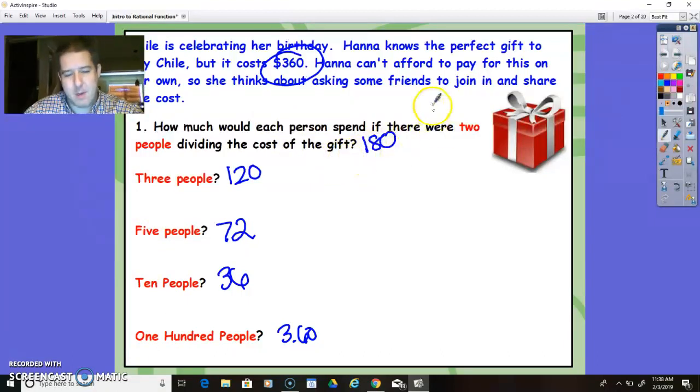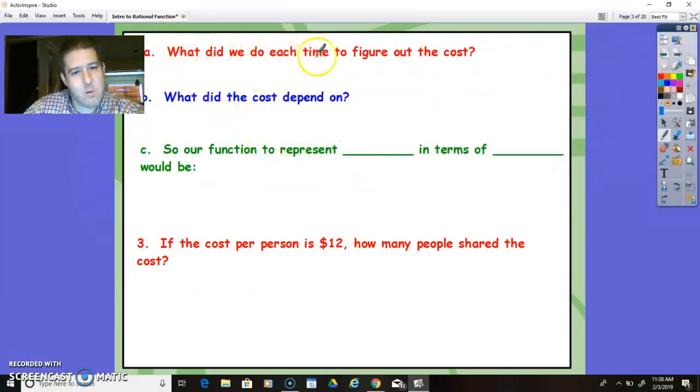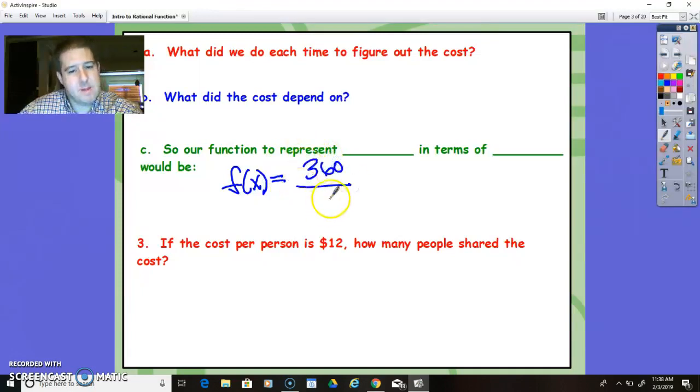You're splitting something equally. So this rational function, what did we do each time we divide out the cost? That was divide, so what did the cost depend on? The cost depends upon how many people are splitting it. So we're trying to represent the cost per person, and that function would be such. So f of x is equal to $360 being split by x amount of people.